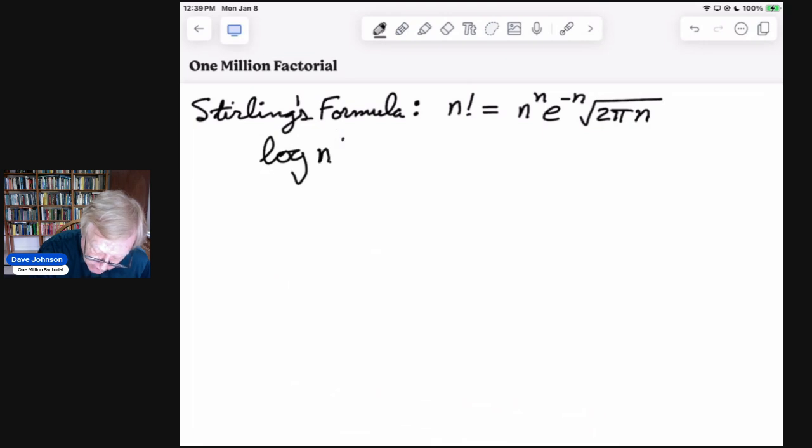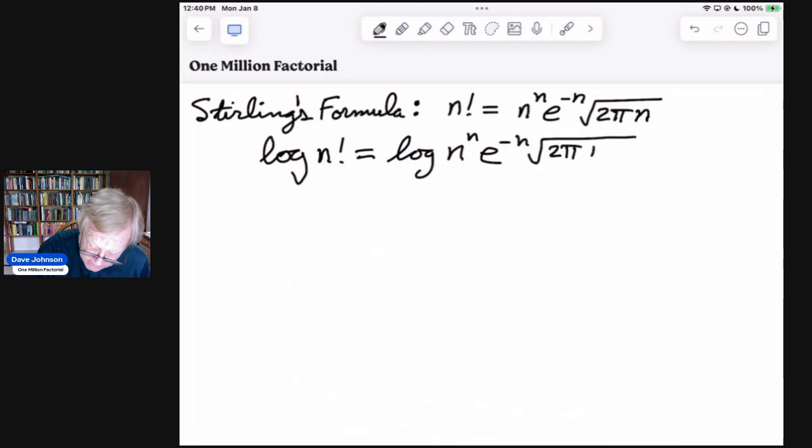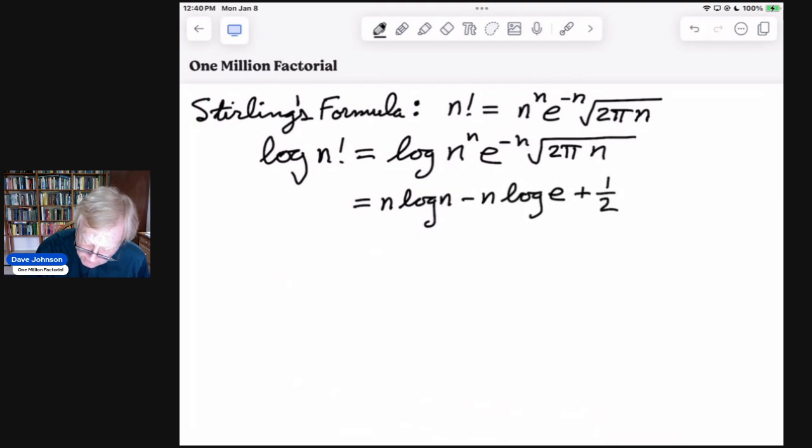of n factorial is equal to, I'm just going to go ahead and write it, log of n raised to the n, e to the negative n times the square root of 2 pi n. And let's go ahead and break this down. So we get n log n minus n log e plus 1/2 log 2 pi n.